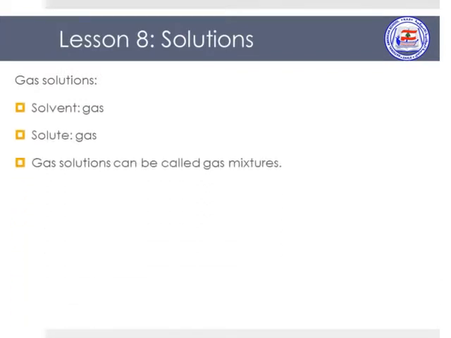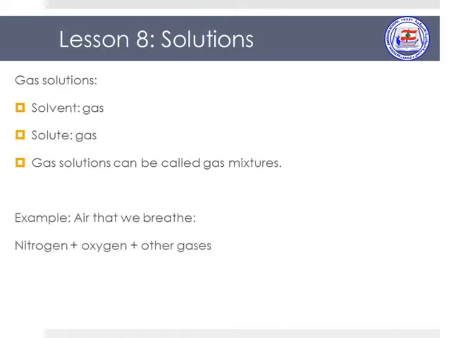A gas solution is a homogeneous mixture where the solvent is a gas and the solute is also a gas. We can call gas solutions gas mixtures. One example of a gas solution is the air that we breathe. It's made from nitrogen, oxygen, and other gases, where the nitrogen is the solvent and the oxygen and other gases are the solutes.